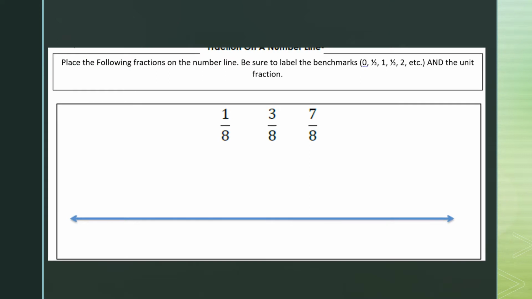As always, first we are going to cube the directions. It says to place the following fractions on the number line. Be sure to label the benchmarks. And they list the benchmarks 0, 1/2, 1, 1 1/2, 2, etc.